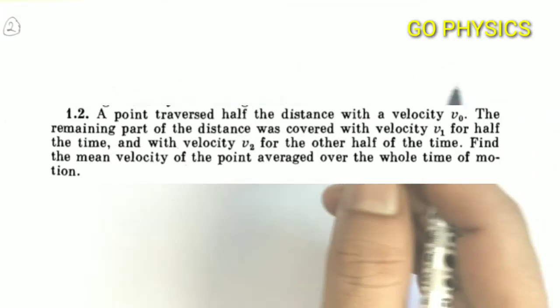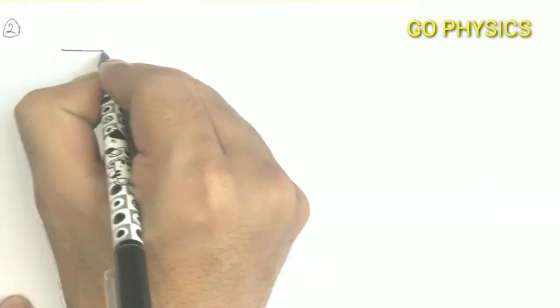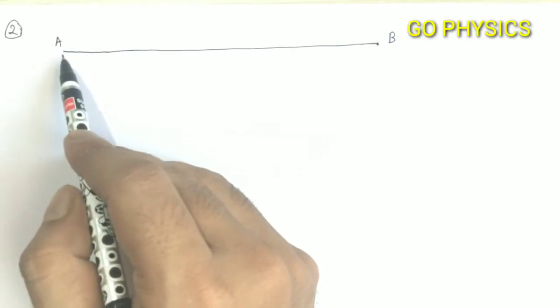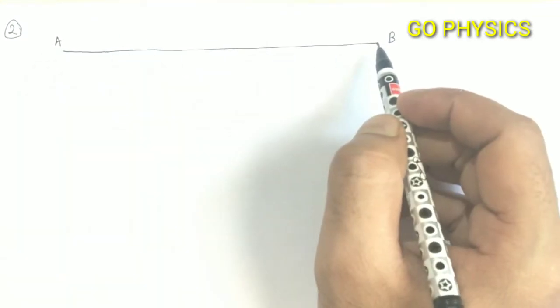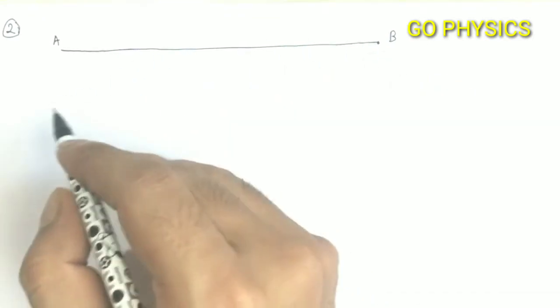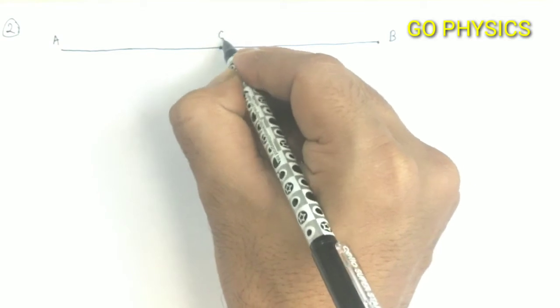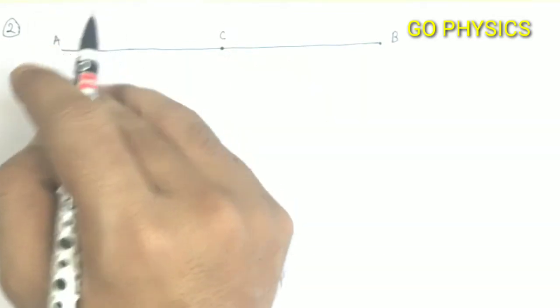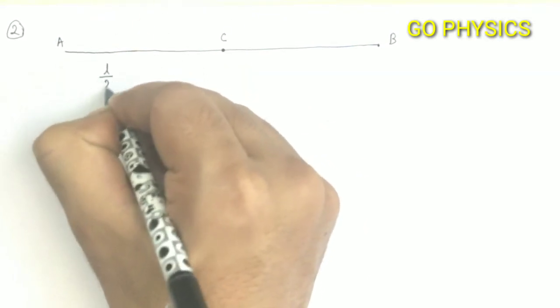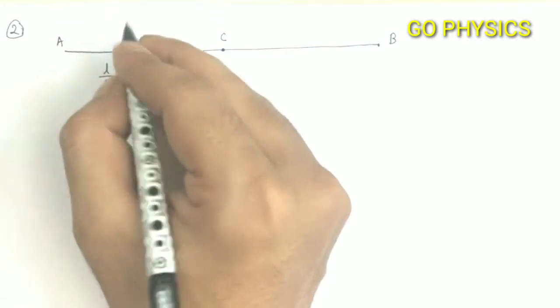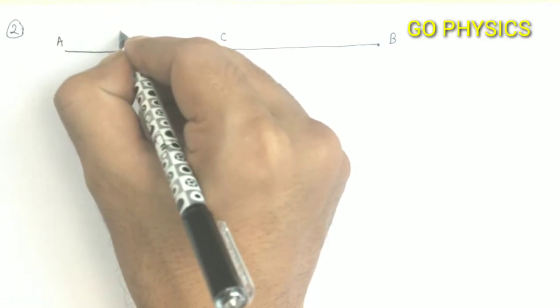So it is given in the question that a particle is covering a distance. Suppose this distance is L. A is the initial point of motion of the particle and B is the final point where the particle finally reached. Let us suppose C is the midpoint. Total distance is L, so half of the distance means L by 2. Half of the distance is covered with a speed of v0.